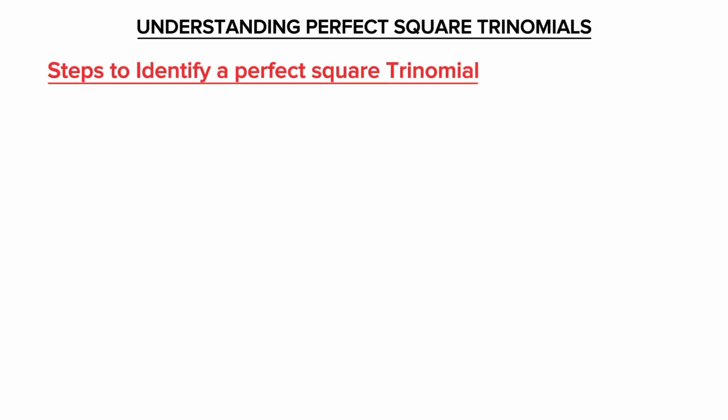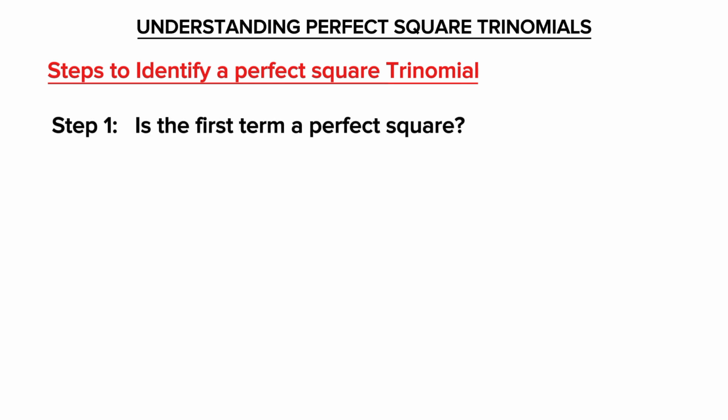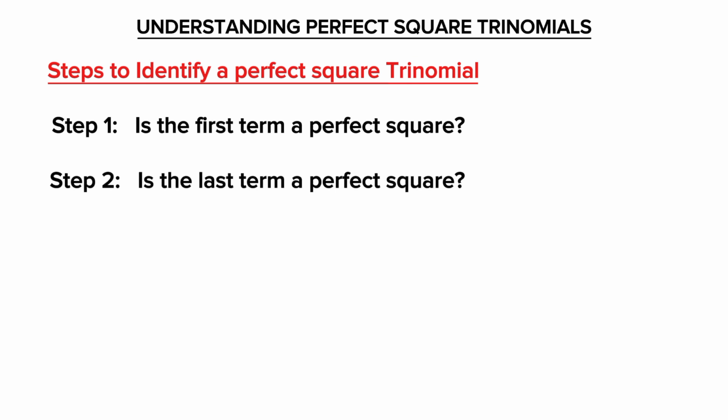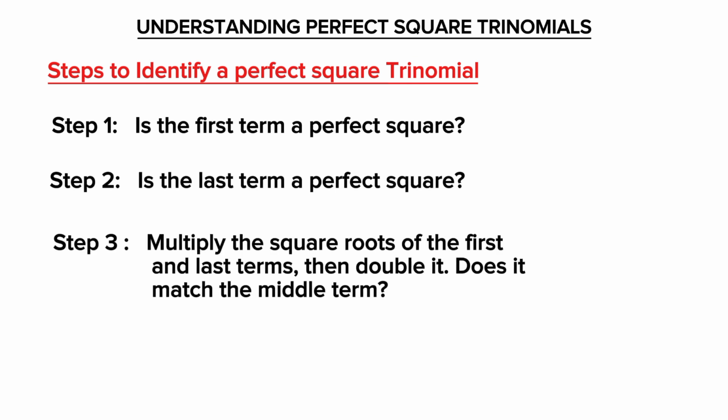How to identify a perfect square trinomial in simple steps. Step 1. Is the first term a perfect square? Step 2. Is the last term a perfect square? Step 3. Multiply the square roots of the first and last terms, then double it. Does it match the middle term? If all three conditions are true, it's a perfect square trinomial.